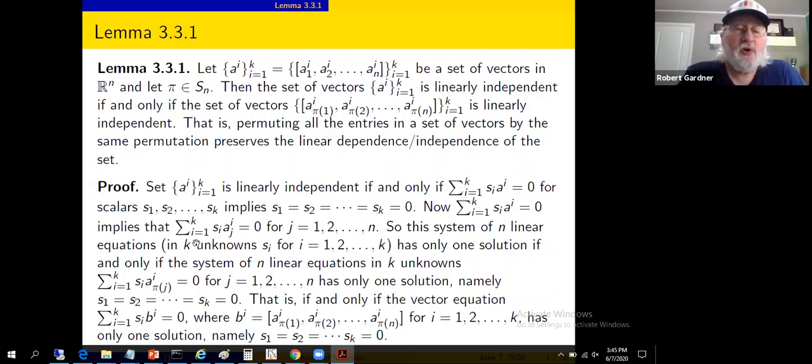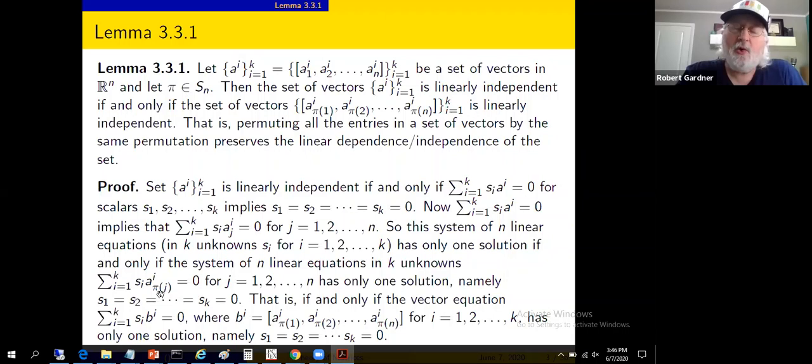This is a system of equations. When I plug in j equals 1, I get the first one. When I plug in j equals 2, I get the second one. This is the same system of equations. When I plug in j equals 1, I get the pi of j's equation. But anyhow, I get the same bunch of equations, in a different order. That's what the pi does.